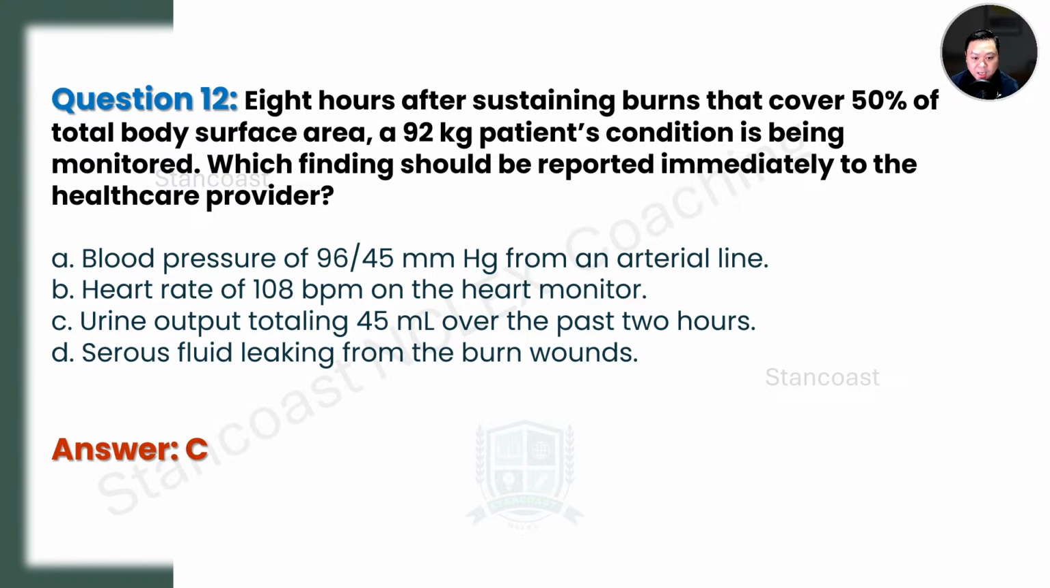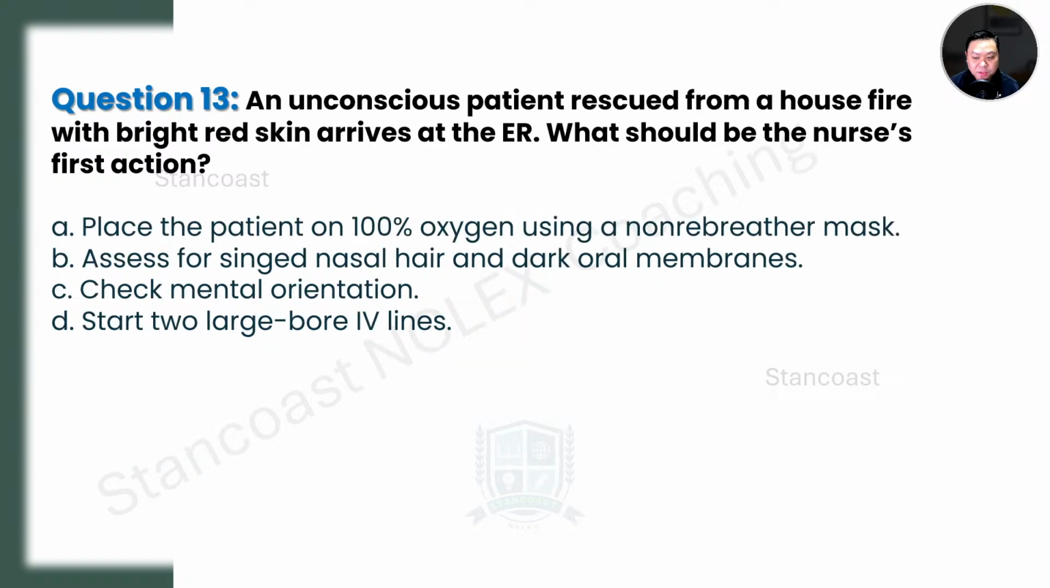All right, let's have number 13. An unconscious patient rescued from a house fire with bright red skin arrives at the ER. What should be the nurse's first action? A. Place the patient on 100% oxygen using a non-rebreather mask. B. Assess for singed nasal hair and dark oral membranes. C. Check mental orientation. And D. Start 2 large bore IV lines.